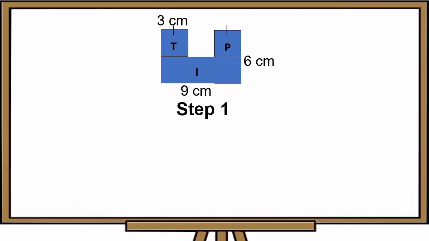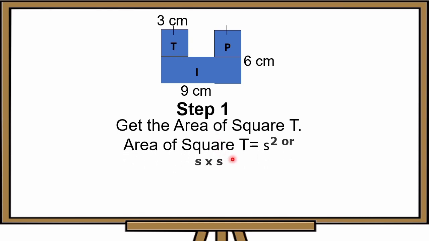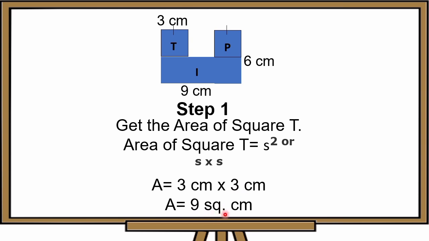For step 1, we will get the area of our first square, which is the square T. So, the formula in finding the area of a square is S squared or S times S, or side times side. So, yung measurement ng side ng ating square T ay 3 centimeter. So, we have 3 centimeters times 3 centimeters is equals to 9 squared centimeters.